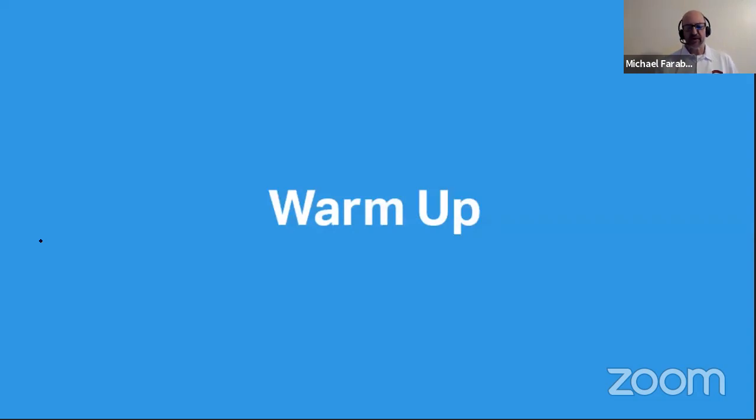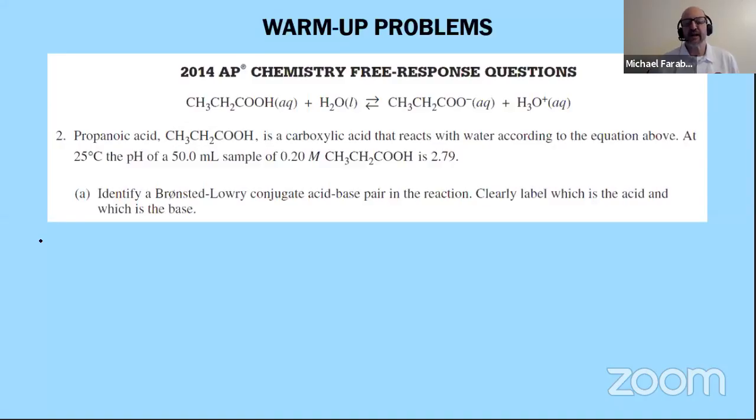So here I'm going to start with a warm-up problem for you, and I have pulled this problem from the 2014 AP Chemistry Free Response section. So what you're looking at on the screen is a reaction between propanoic acid and water. So it says propanoic acid is a carboxylic acid, CH3CH2COOH, and it reacts with water according to the equation above. Now, part A of this question is to identify a Bronsted-Lowry conjugate acid-base pair in the reaction. Clearly label which is the acid and which is the base.